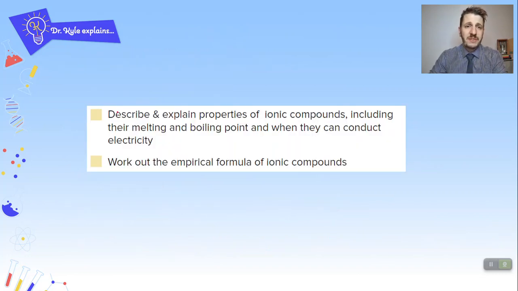Okay, so what we've done today then is we've described and explained the properties of ionic compounds, including their melting points and boiling points and when they can conduct electricity. And we've worked out the empirical formula for ionic compounds.